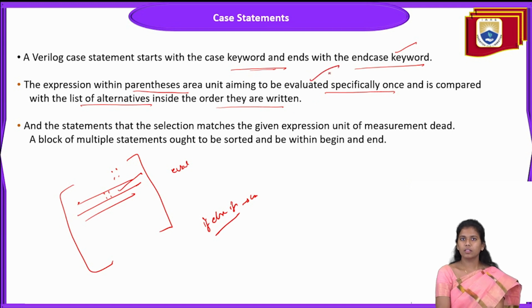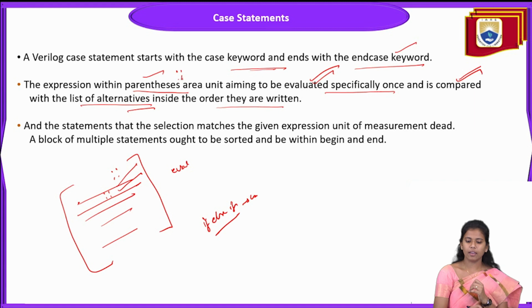First, the expression within the parentheses is evaluated exactly once, only once, and then it is compared with the list of alternatives in order. So inside this order, the expressions within the parentheses are evaluated and then compared. Evaluation and comparison between the statements can be made only when the expression is within the parentheses, and the statement that is selected matches the given expression.